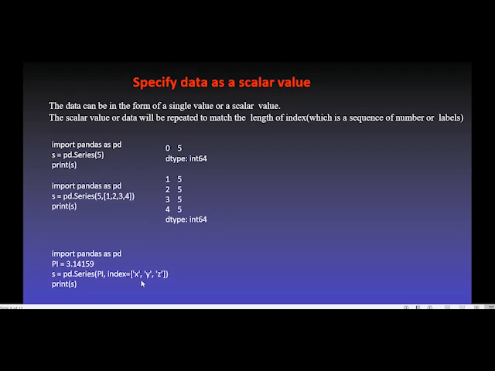Now, next, here PI equal to 3.14, then we pass PI with the index. Here also we pass the index and we have 3 values in the index list. So, 3 times it will be repeated, right. What will be the output? At X we will have the value 3.14159, at Y the same, at Z the same, and the data type is float64.